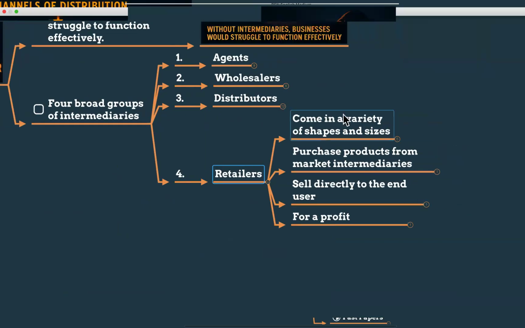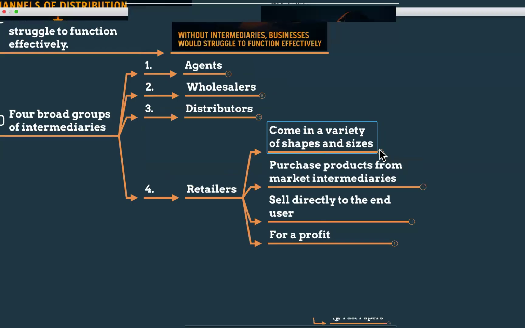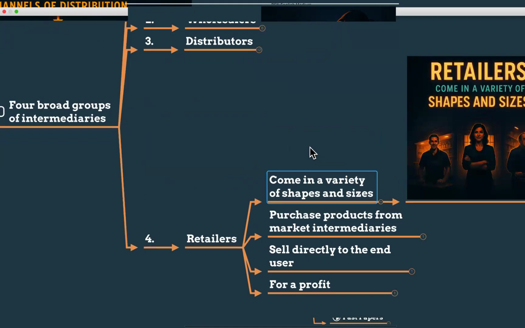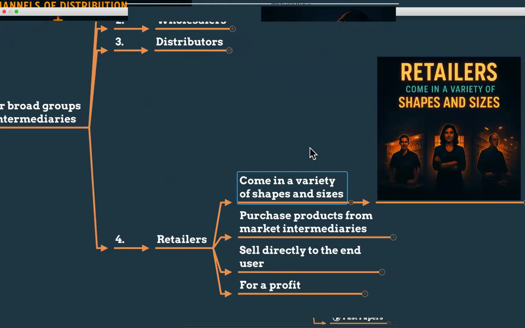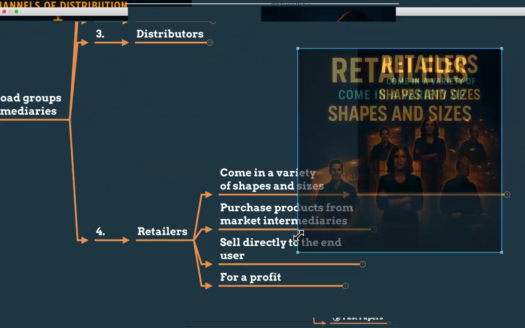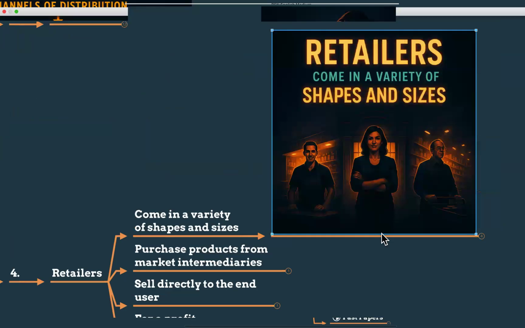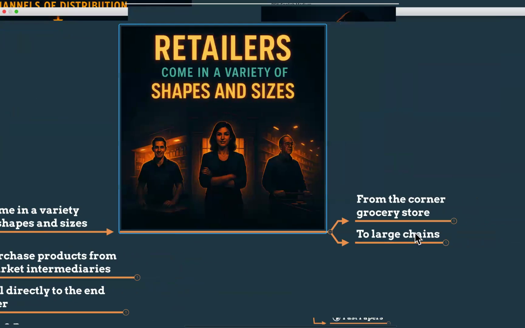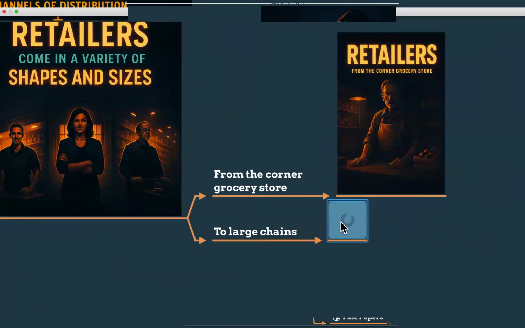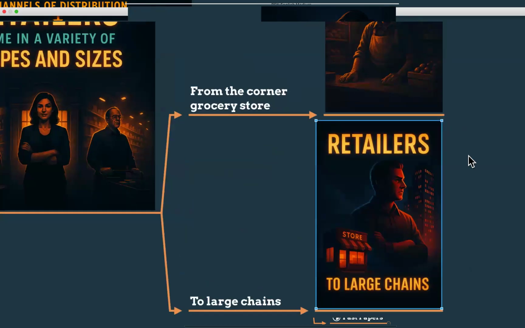And let's talk about the retailers. They come in a variety of shapes and sizes. Retailers means the final sellers who deal directly with the consumers. The final seller, that is the retailer, right? So in different shapes and different sizes, retail businesses are there. From the corner grocery store to large supermarket chains, Cargill's Food City is a retail business. Keells supermarket is a retail business. Your neighbor's small shop is also a retail business, right?